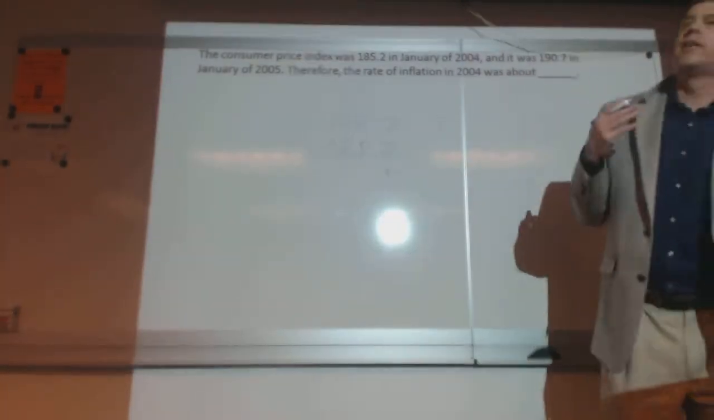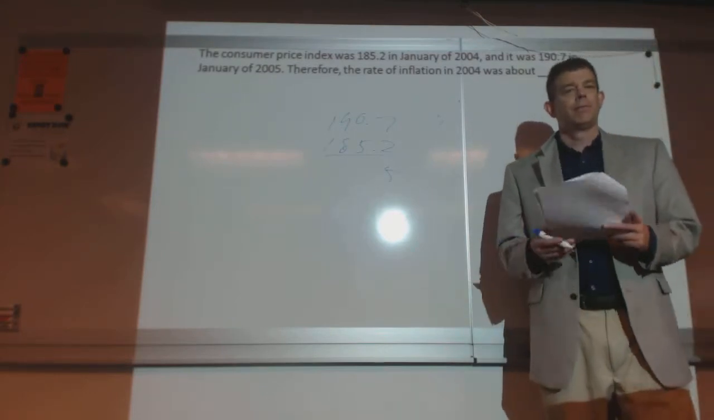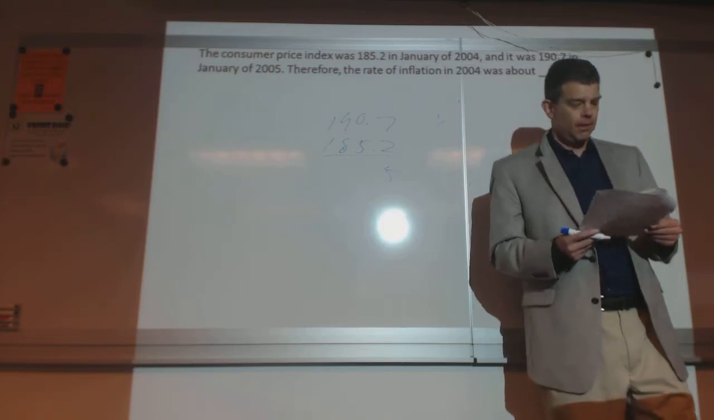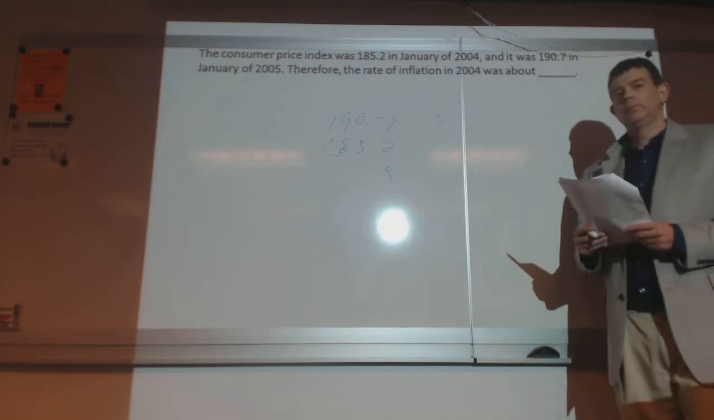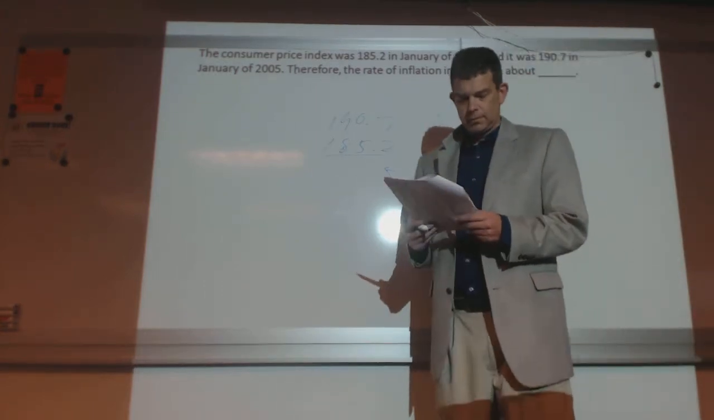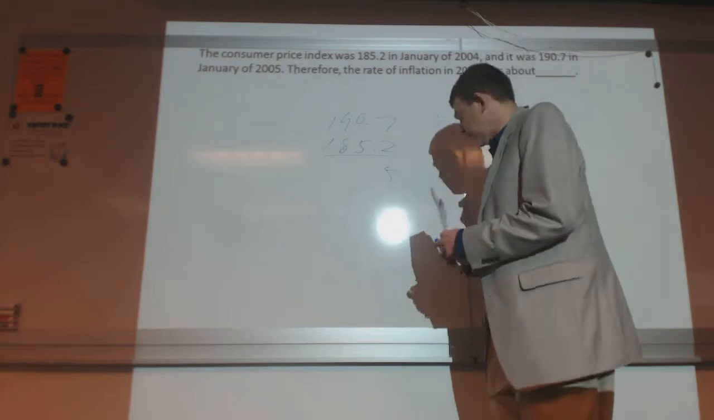But according to the ones I've given you here, what should the rate of inflation have been? 2.96, 2.97. Yes, 2.97%. Okay, very good. That's exactly what we were looking for. Okay, so far so good.